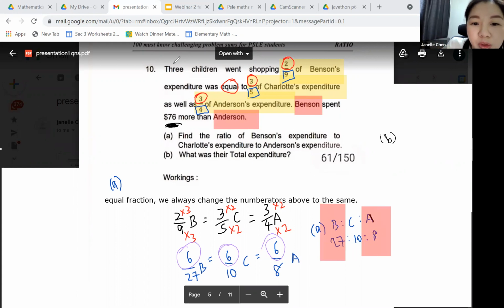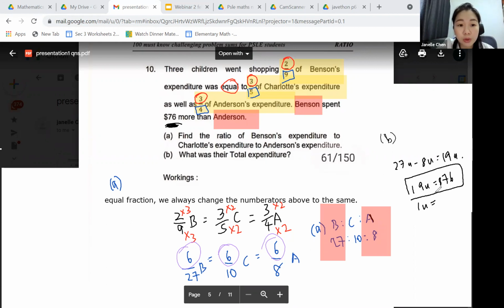So the difference between these two is 27 units minus 8 units. So you have 19 units. So 19 units equals 76. So what should I do next? If we have 19 units equals $76, the next step is always to find 1 unit. Regardless of whether you know how to continue or not, after you get something like this, the next step is always to find 1 unit. That will give you 1 or 2 marks. So if we have 76 divided by 19, I will get $4. So 1 unit equals $4.